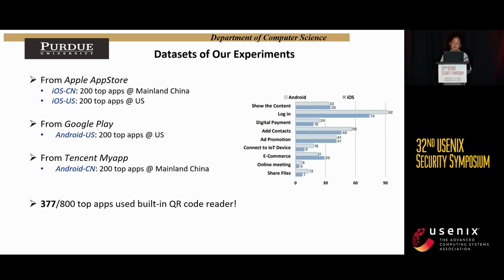To evaluate Medusa attack in the real world, we conduct experiments on 4 datasets, including 800 popular apps from 3 mainstream Android and iOS app stores, which involve the 2 largest ecosystems, that is the United States and China. Before that, to confirm the usage of built-in QR code readers in an app, we manually checked whether it supports the QR code scanning function. And if so, we then apply our detection method to it. The results show that nearly half of the 800 apps utilize a built-in QR code reader, and they are used for more complicated tasks such as payment, online meeting, and login.